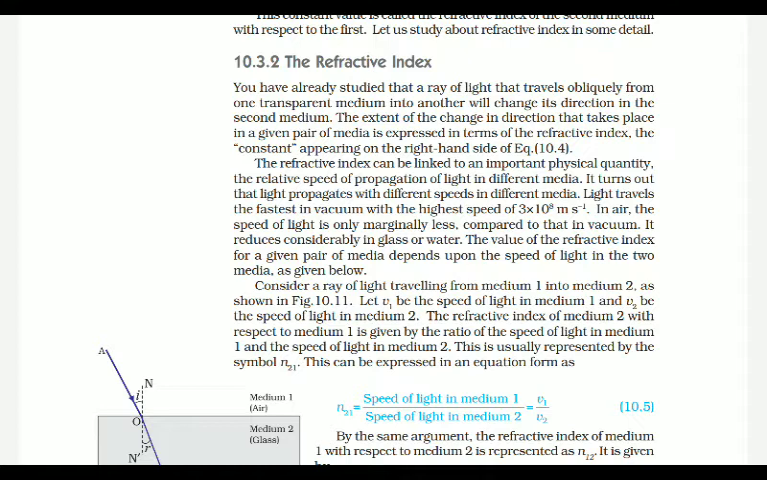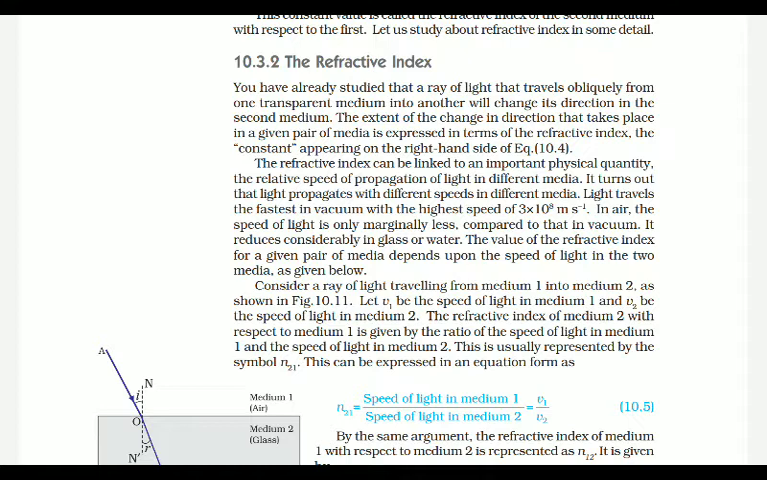The refractive index can be linked to an important physical quantity, the relative speed of propagation of light in different media. It turns out that light propagates with a different speed in different media. Light travels fastest in a vacuum, with the highest speed of 3 × 10^8 meters per second. In air, the speed of light is only marginally less compared to that in a vacuum. It is reduced considerably in glass or water. The value of the refractive index for a given pair of media depends upon the speed of light in the two media, as given below.